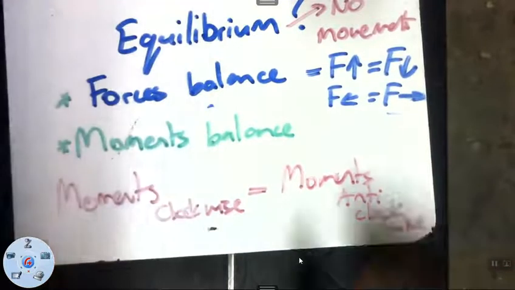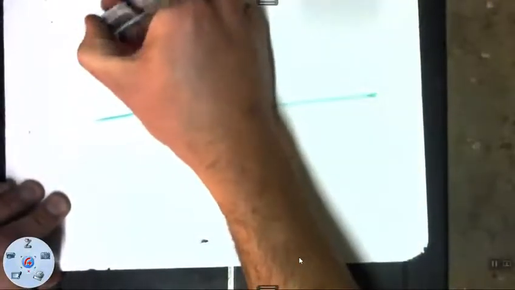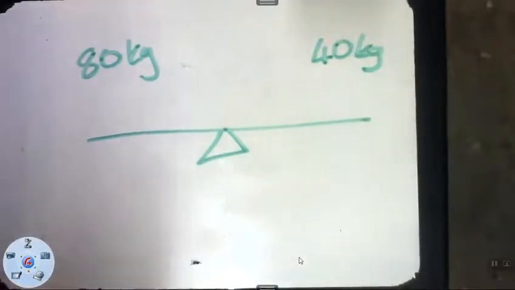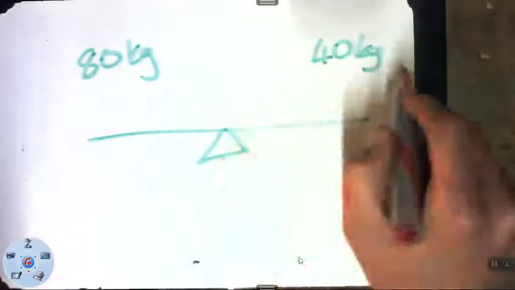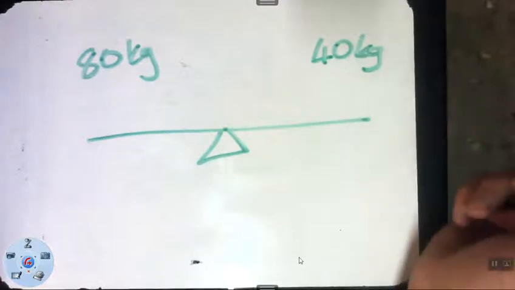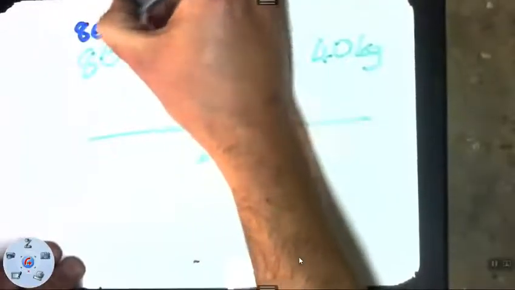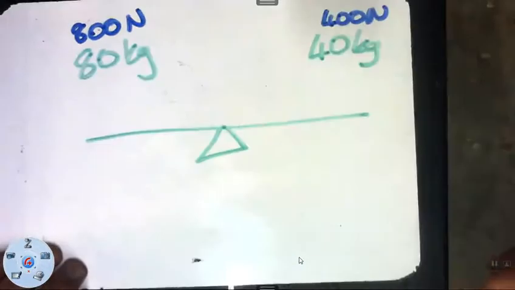So, question. Is it possible if you have a friend that weighs 80 kilograms to play on a seesaw with his brother or sister that weighs 40 kilograms? Yes, it is. Because it's not the masses that we're balancing, it's the moments. The mass we can convert to weight, so that would be 800 Newton. How do we get to Newton again? We times the mass with 10, and this would be 400 Newton.